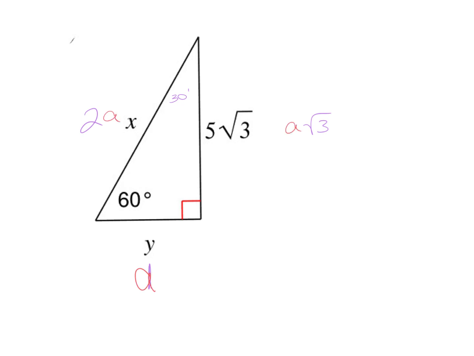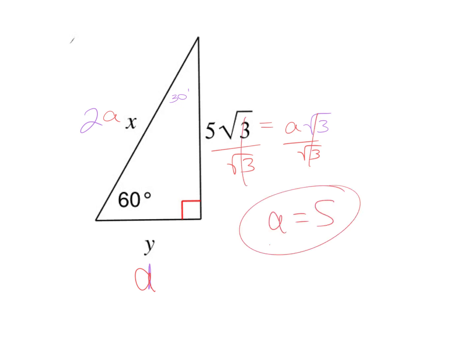So where's my little equation? 5 root 3 equals A root 3. Watch how easy this is, guys. If I'm going to solve for A, I divide both sides by the square root of 3, correct? You guys agree? What does A equal? 5. What is this side? 10. How'd you get 10? 2 times 5. Good.